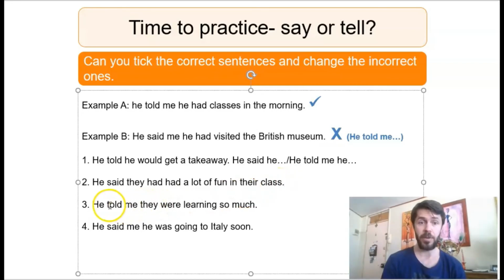Number three, he told me they were learning so much. It's good. It's tell someone something: he told me they were learning so much. So you can tick that one too. And number four, he said me he was going to Italy soon. Now, remember, it's say something, not say someone something. So let's correct that one. He told me he was going to Italy soon, or he said he was going to Italy soon.